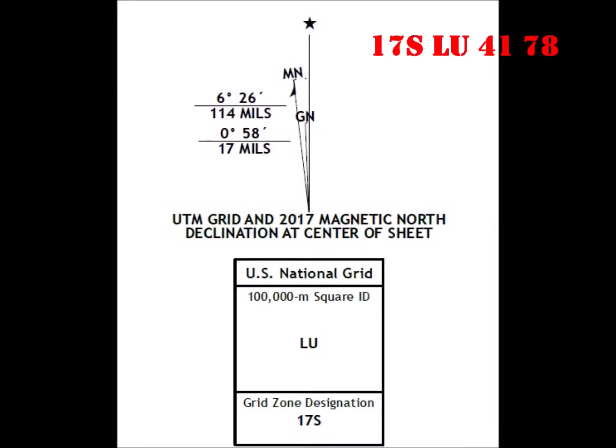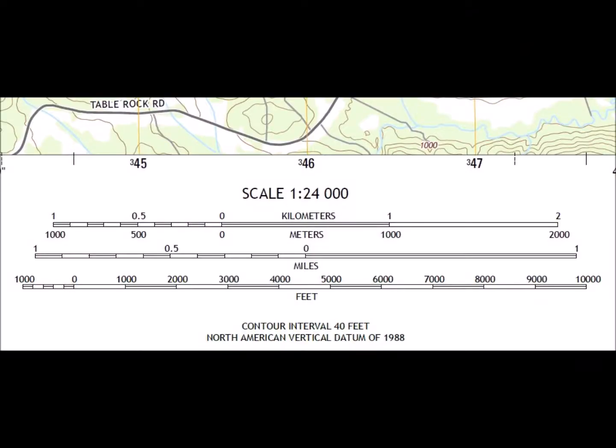In the top right you see the grid coordinates for Pinnacle Mountain, which is on the Table Rock map. The prefix is 17S LU, and the 4-digit grid square is 4178. Back to the bottom center of our map we have the bar scales, and in this case we have kilometers, meters, miles, and feet here, and you can measure between 2 points on the map using a straight edge and then comparing it down here with these bar scales, and that converts map distance to ground distance.